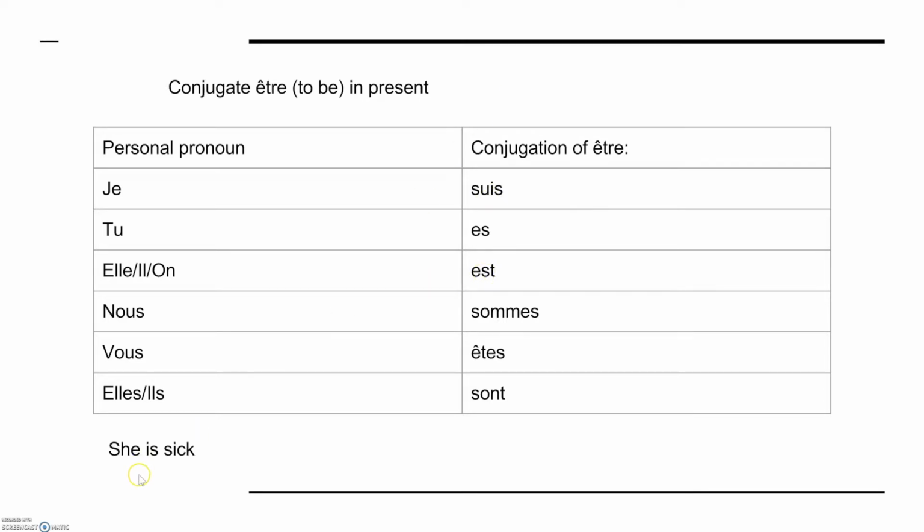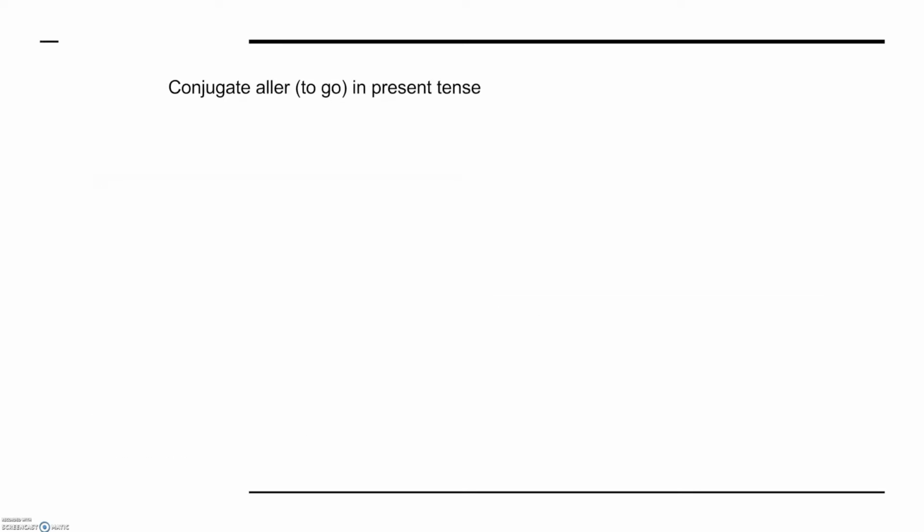So if you want to say a sentence in French, such as "she is sick," "is" is the verb to be, and to be in French is être, and "is" is in the present tense, so that means you need to conjugate être in the present tense in the elle form, which is elle est, and malade is the word for sick.